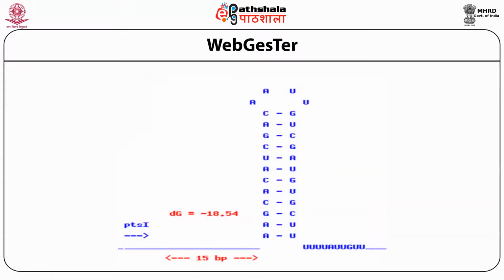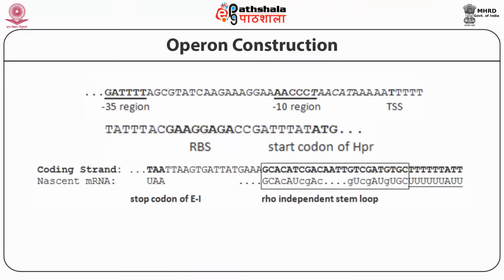This shows the stem loop rho-independent transcription termination site for this operon. This completes the construction of the operon for EF0709 and EF0710 genes, encoding histidine phosphocarrier protein HPr and enzyme E1 respectively. All the sites in the operon are shown in this slide.